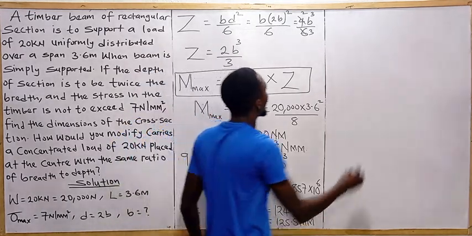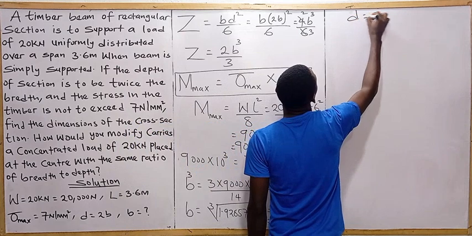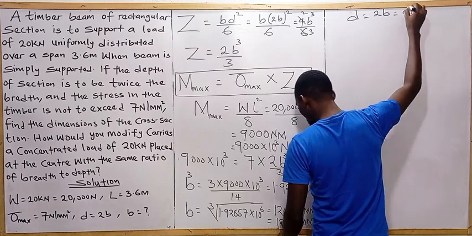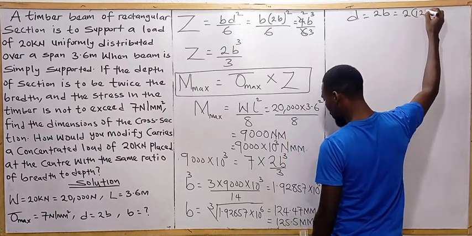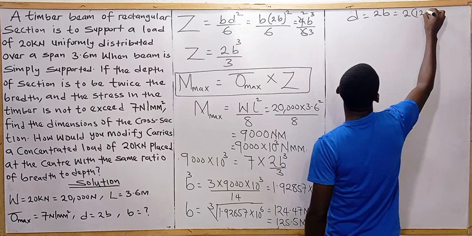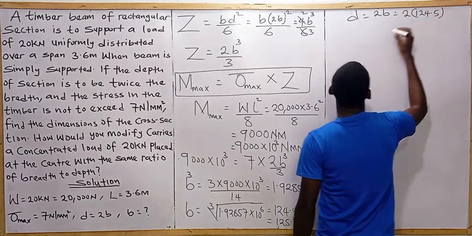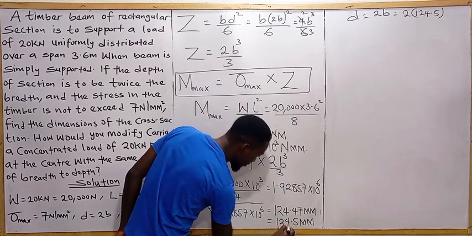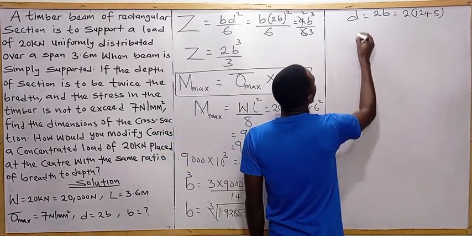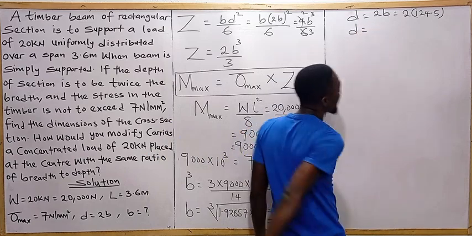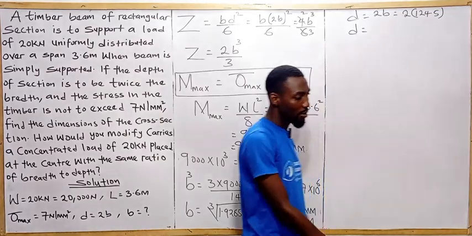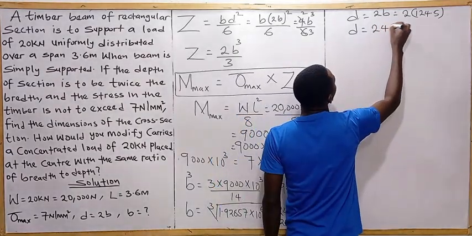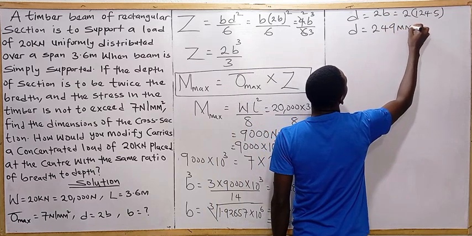Therefore, we can calculate what our D is. Our D is equal to 2B. So this is going to be 2 into 124.5. So D will be equal to 2 times 124.5, that is 249. So this is going to be 249 mm.